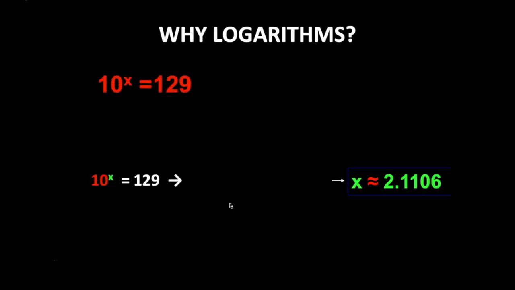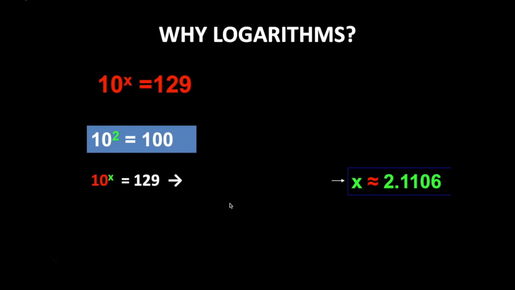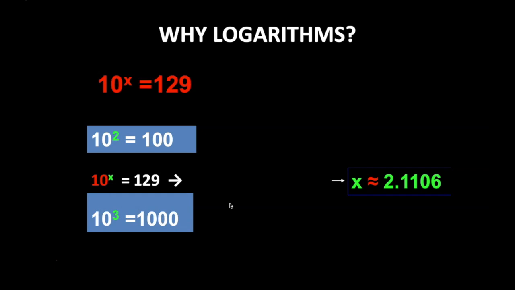Okay, so why do we need logs? Well, let's say I have 10 to the x power equals 129. That's a statement. We're going to have to find x. So I actually know what 10 to the second is. That's 100. And I also know what 10 to the third is. That's 1,000. Now you'll notice here that 129 is between 100 and 1,000. It's really close to 100 compared to 1,000. So I couldn't find this answer apart from logarithms. This is why logarithms are used.